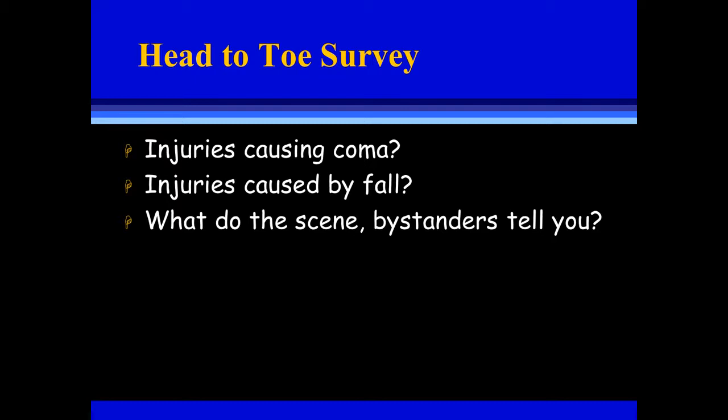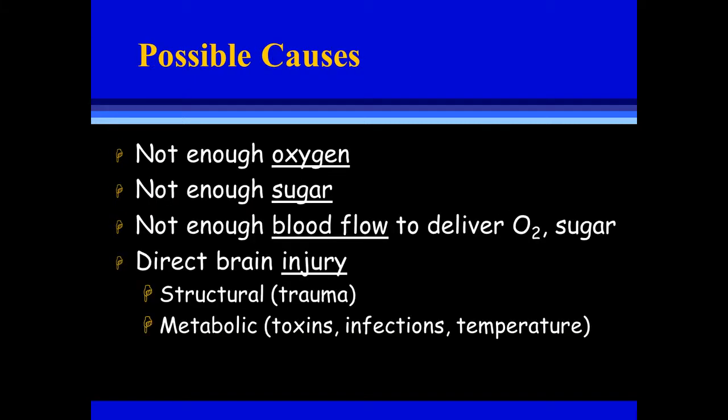Okay, head-to-toe survey. Are there any injuries that may have caused the coma? That's what we're going to look for first. Are there injuries caused by a fall? Is there anything that the scene or the bystanders can tell us about what may have caused this patient to be unresponsive? Possible causes: not enough oxygen, not enough sugar, not enough blood flow to deliver the oxygen or sugar. Direct brain injury could be structural, such as trauma. Or it could be metabolic, such as toxins, infections, or temperature.